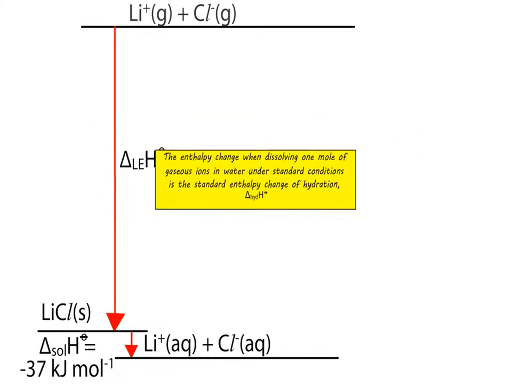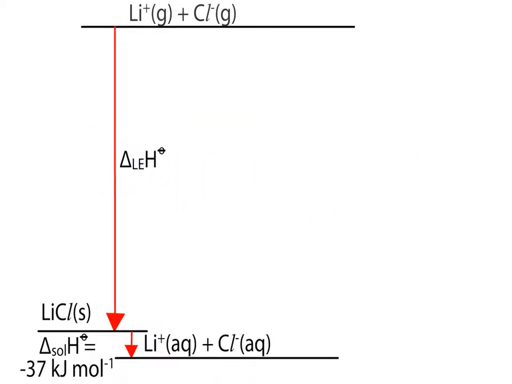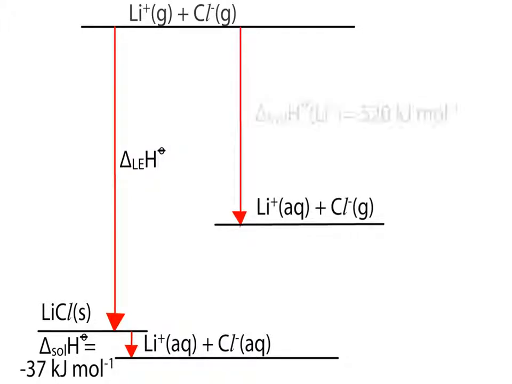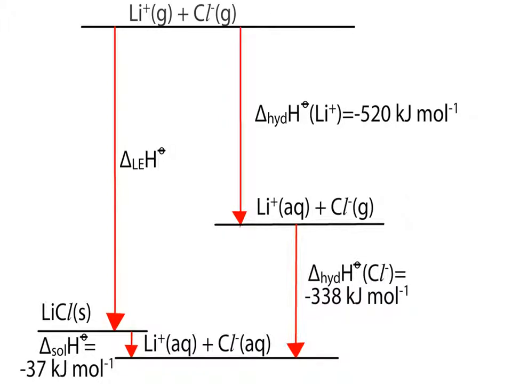These values can be looked up in tables in chemistry databooks. The standard enthalpy change of hydration of the lithium 1+ ion is minus 520 kilojoules per mole, and the standard enthalpy change of hydration of the chloride ion is minus 338 kilojoules per mole. We can now calculate the standard lattice enthalpy for lithium chloride, since this is the one energy step we do not have a value for.